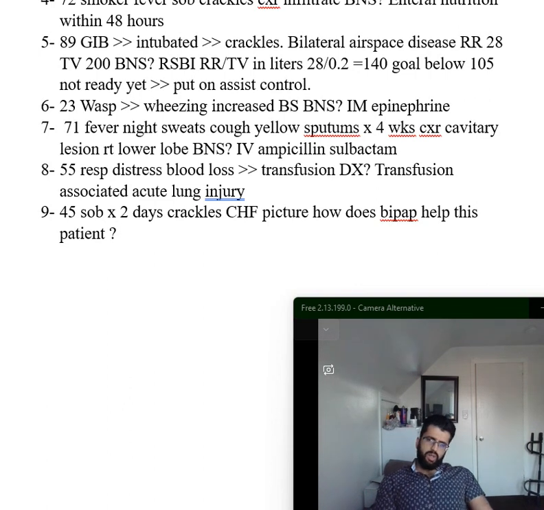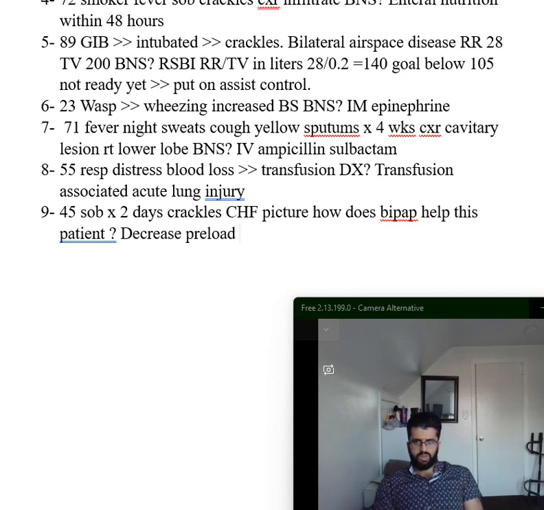The way it helps is that BiPAP is going to pull air into the lung and give you more oxygenation, so more blood is going to stay in the lung. So more air, more blood. This, in the end, is going to decrease preload, which helps heart failure symptoms, which helps acute decompensated heart failure.